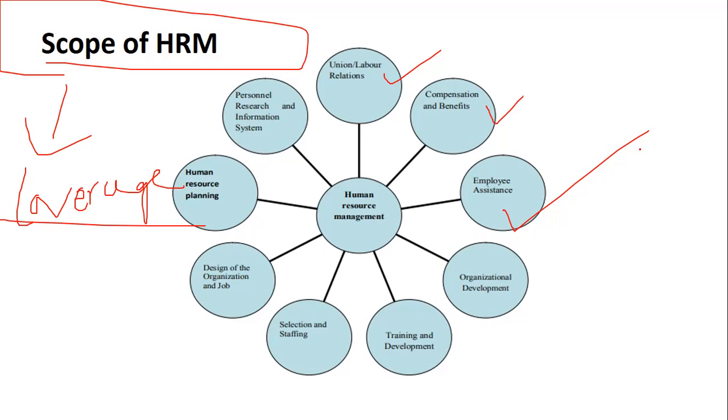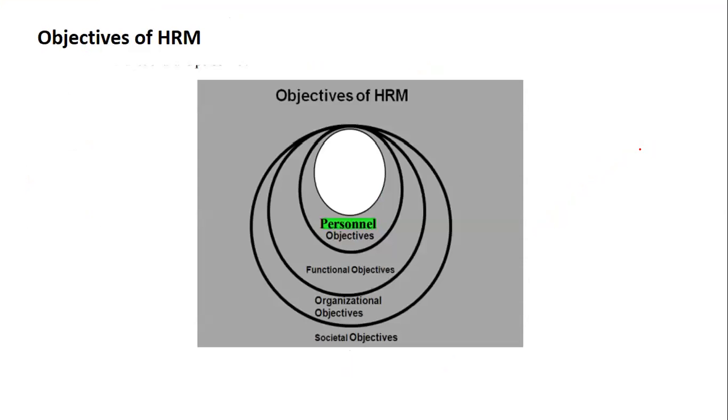and your personal research, including the information system. So yes, whatever is in and around the employee, whether it can be selection, recruitment, training, development, compensation, the laws, the relations, everything comes under the coverage or under the scope of HRM. Okay. Now, we are talking about objectives of HRM.